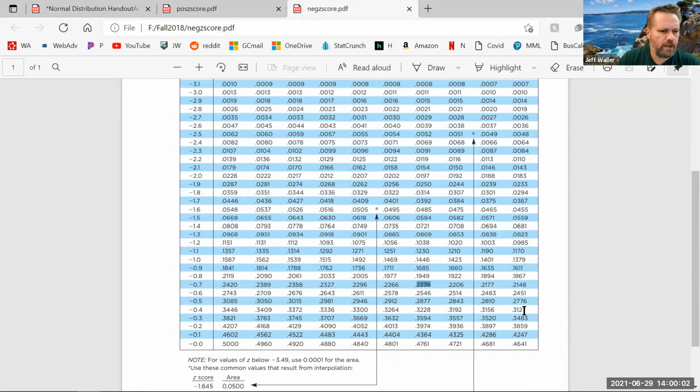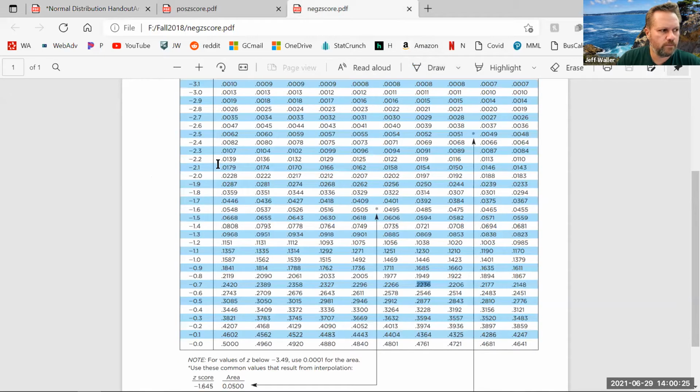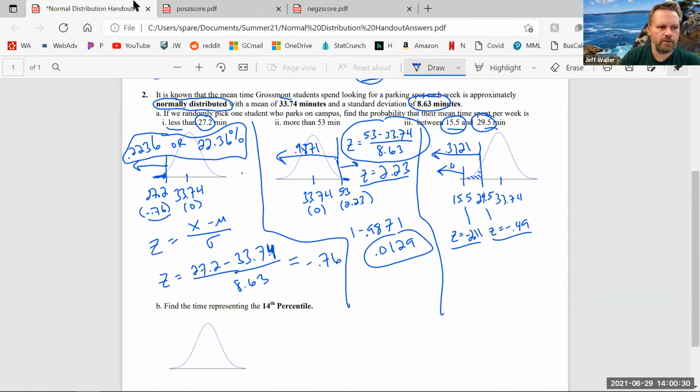So I agree with that, 0.3121. You guys okay out there? All right. Now, this is not the most riveting stuff in the world, right? So I'm not asking you to be excited, but just let me know if this is not making sense. So we got 0.3121 there, and then what's below negative 2.11? 0.0174. And of course, you just have to subtract those two, right? You guys doing okay out there?